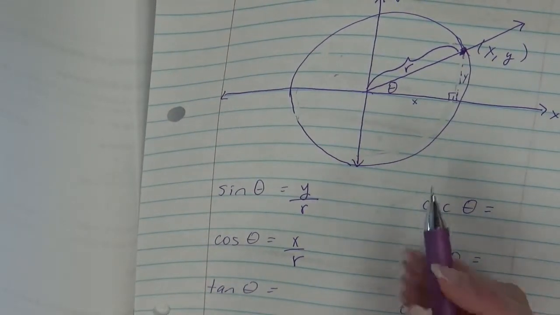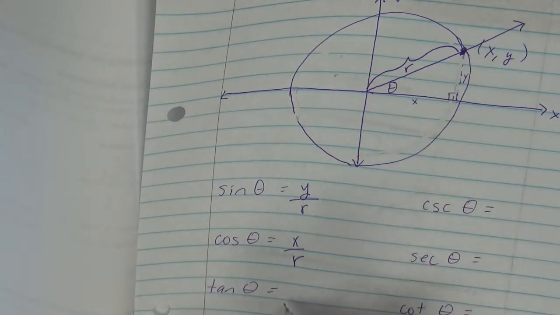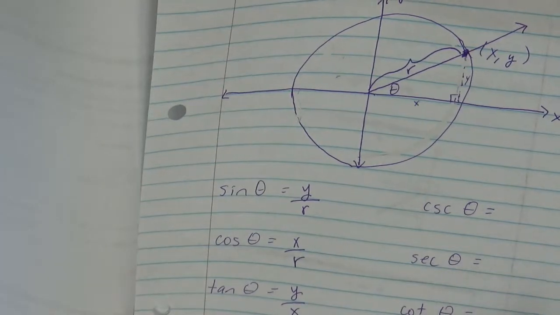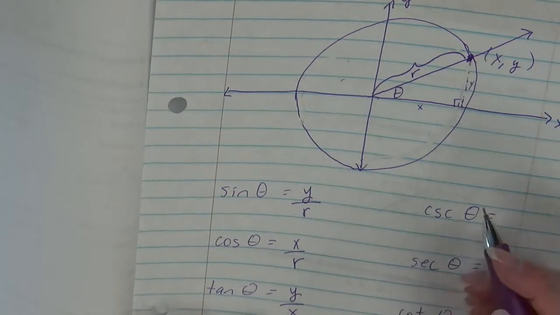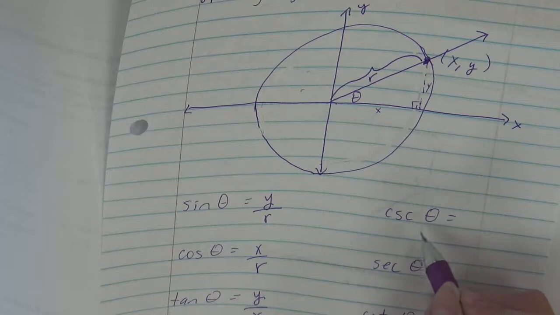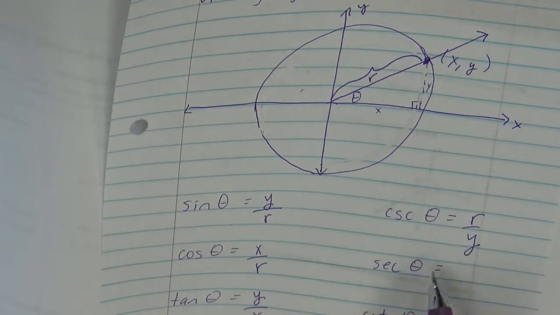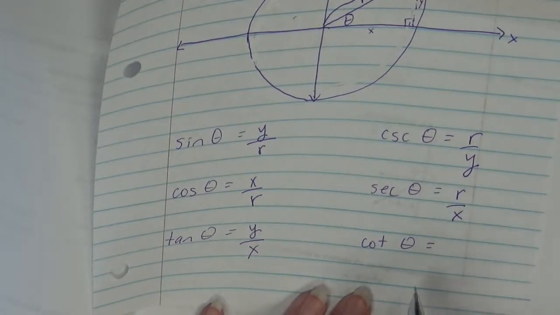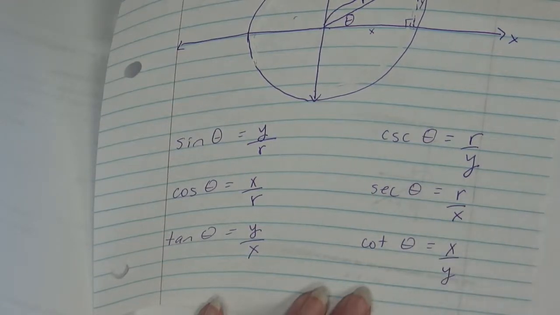Tan theta was opposite over adjacent. In this case, that would be y over x. And again, the remaining 3 trig functions are the reciprocals of the original. Cosecant is the reciprocal of sine, so cosecant theta is r over y. Secant is the reciprocal of cosine, so that's r over x. And cotangent was the reciprocal of tangent, so cotangent theta is x over y.